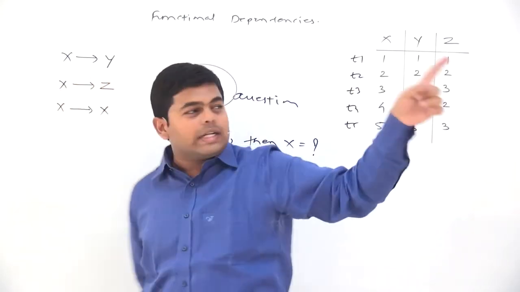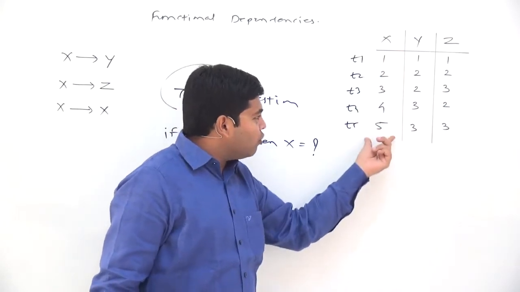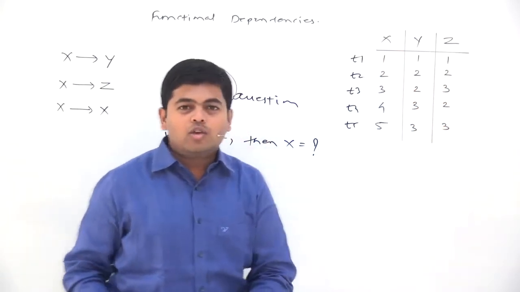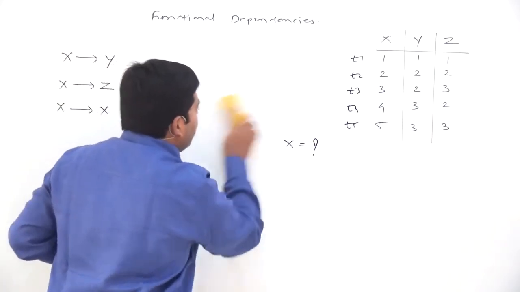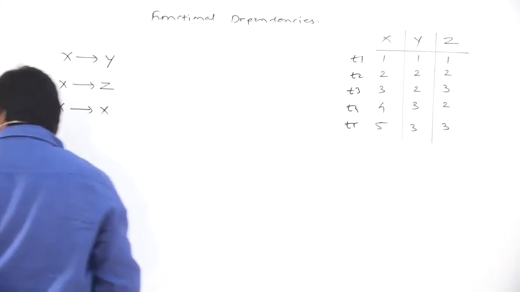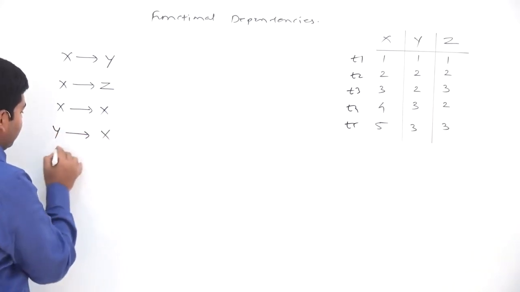But looking at the data, this particular question can be answered. Whenever you have a unique value of x, you can always determine a unique value of z. Remember what we mean by trivial questions. Let's take other dependencies. From y, can you determine the value of x?